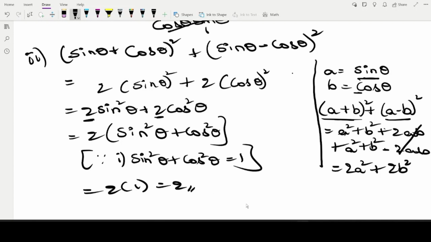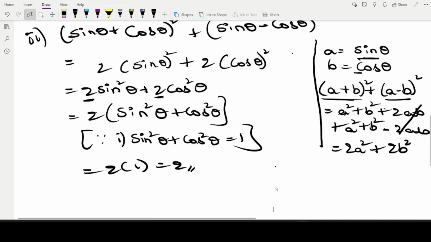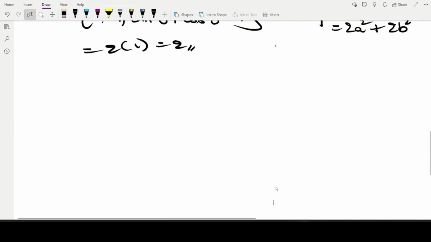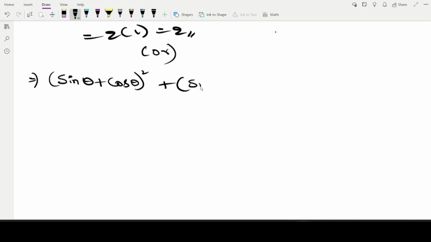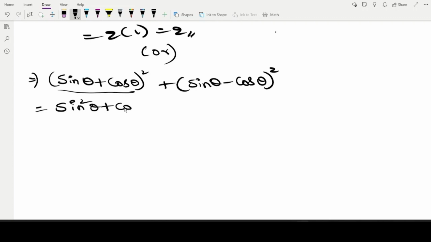And if you want to do it by all the steps, then you can simplify them. This is one method, and you can do in a different method. Most likely the school method would be this. So here we will expand them. The question was sin theta plus cos theta whole square plus sin theta minus cos theta whole square. Here we substitute everything. This is A plus B whole square. So A square plus B square plus 2AB.